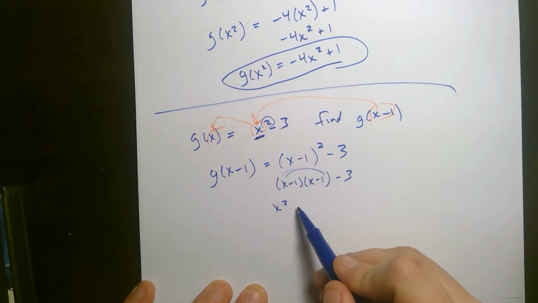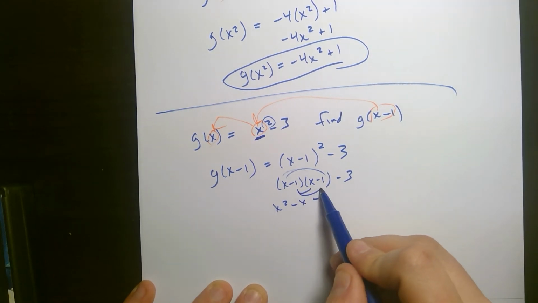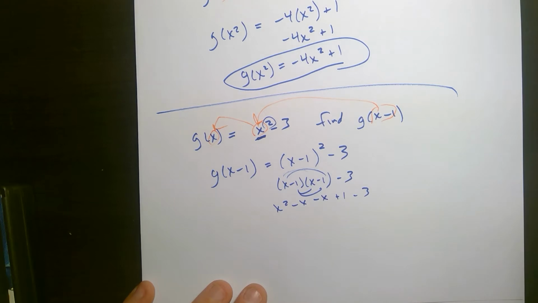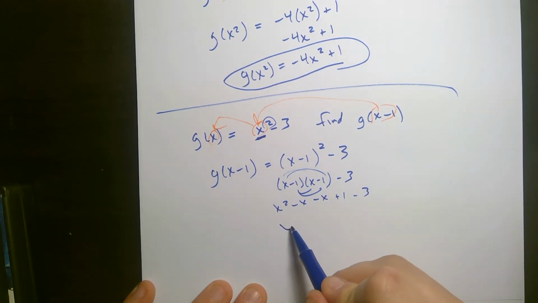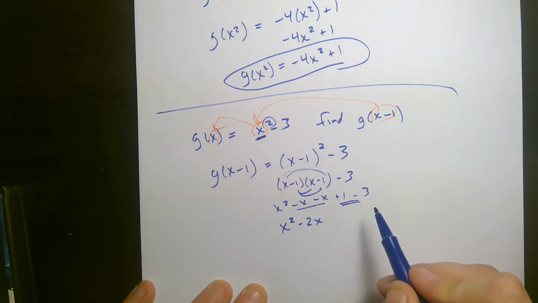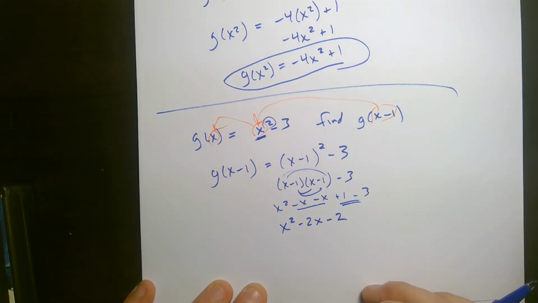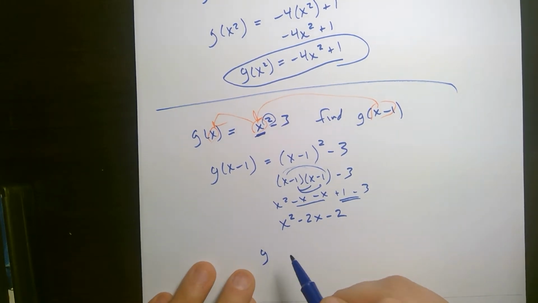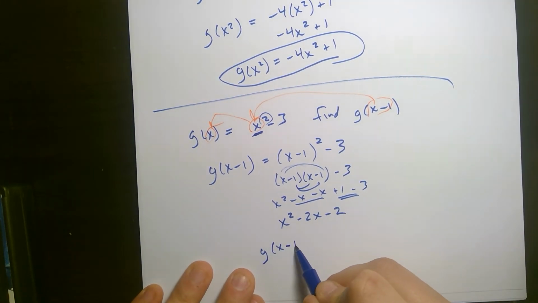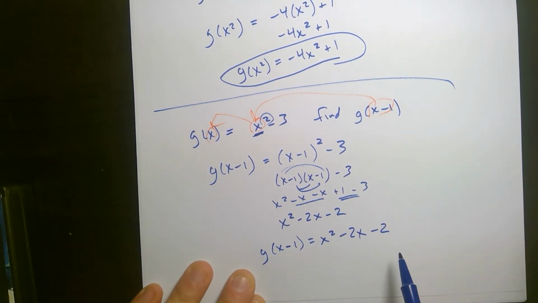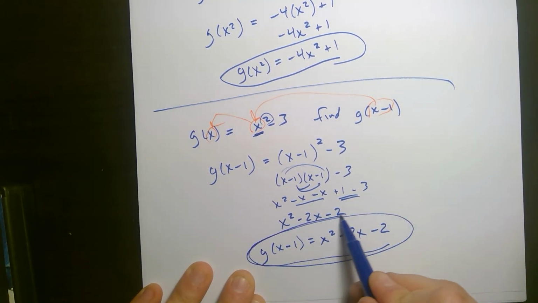So that'll give me x squared minus x plus 1. This negative 3 is still there. And so now I'm going to combine my like terms if I can. So I will have x squared. These two guys will come together and give me negative 2x. These two guys will come together and give me negative 2. Now I don't have anything else I can combine, so I have to stop. So I'm going to say my final answer is that g of x minus 1 equals x squared minus 2x minus 2. And this is it.